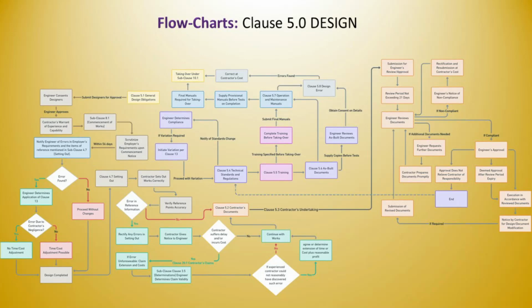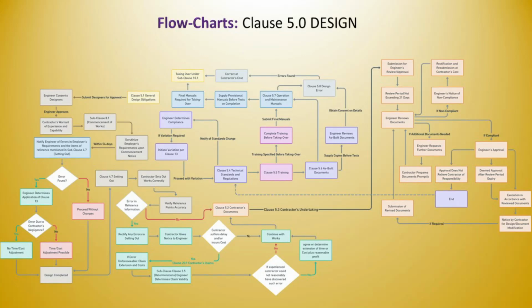Now let me explain the flowchart where Clause 4.7, Setting Out, comes into action while dealing with Clause 5.1, General Design Obligations. Clause 4.7, Setting Out. Once the design is ready, the contractor must accurately transfer the design onto the physical site, a process known as setting out. This involves using specific reference points to position parts of the works correctly. Contractor sets out works correctly.